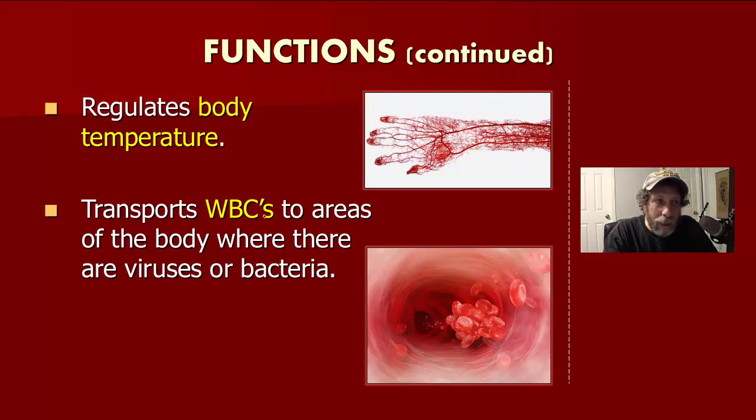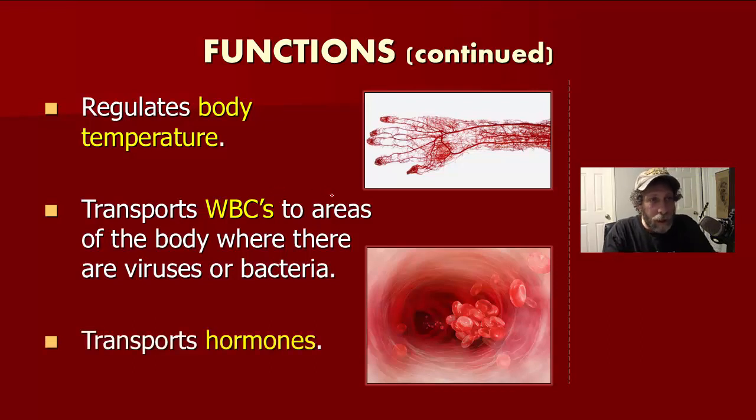It's going to carry white blood cells, for example. This is WBC, white blood cells, to areas of the body where there are viruses or bacteria. All right, if you think of white blood cells as like the police, the army, they have to go fight the invaders. They have to travel through the bloodstream. So, transports white blood cells. It also transports hormones. Of course, that requires the heart to beat, to push the blood, which carries all of these things.